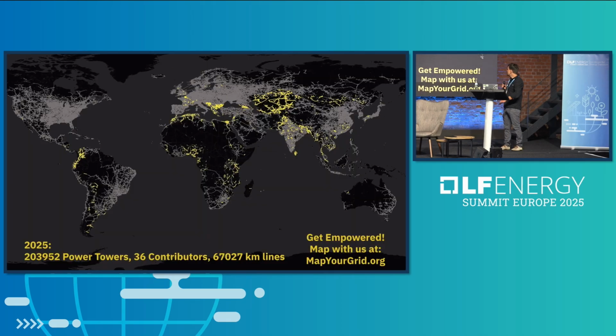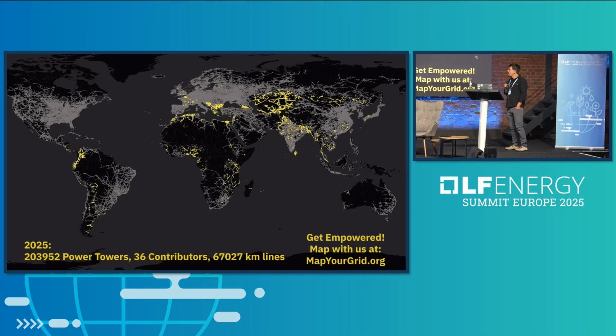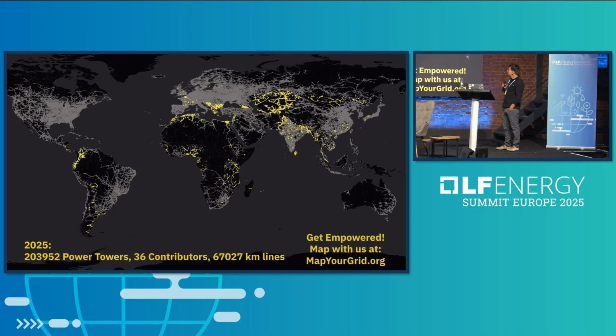So all this tooling and community building caused, within our team, and this must be clear, just 2 people mapping. They were able to map more than 200,000 power towers, every power tower individually set and validated, done by 36 contributors now, but most of this has been done by 2 mappers so far. We now have a lot of volunteers who also map with us within Map Your Grid.